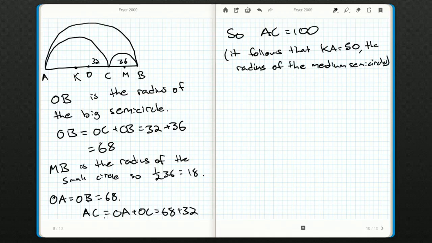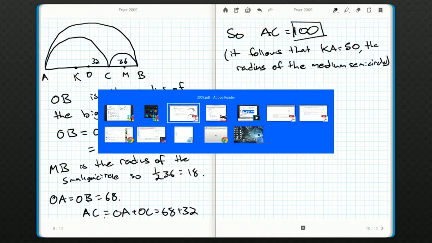So we have the radius of the medium semicircle. But above all, we were asked for AC, which is 100. So let's sort of highlight that a little bit. We have 100. So that's A part. Nice and simple. Just a little bit of diagram chasing.